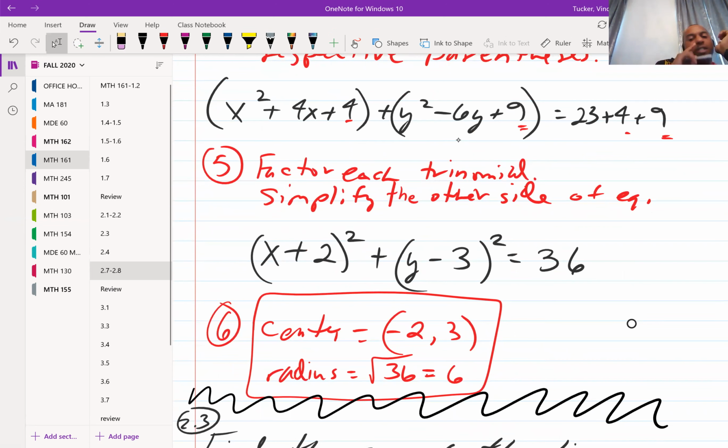All right, then the last step, you go ahead and pick out what your center and your radius is. Don't forget we use opposite signs. So we have positive 2, so that means the first component of my center is negative 2. We have negative 3, so the second component of my center is going to be positive 3. Then we take the square root of 36, which is 6, for our radius.